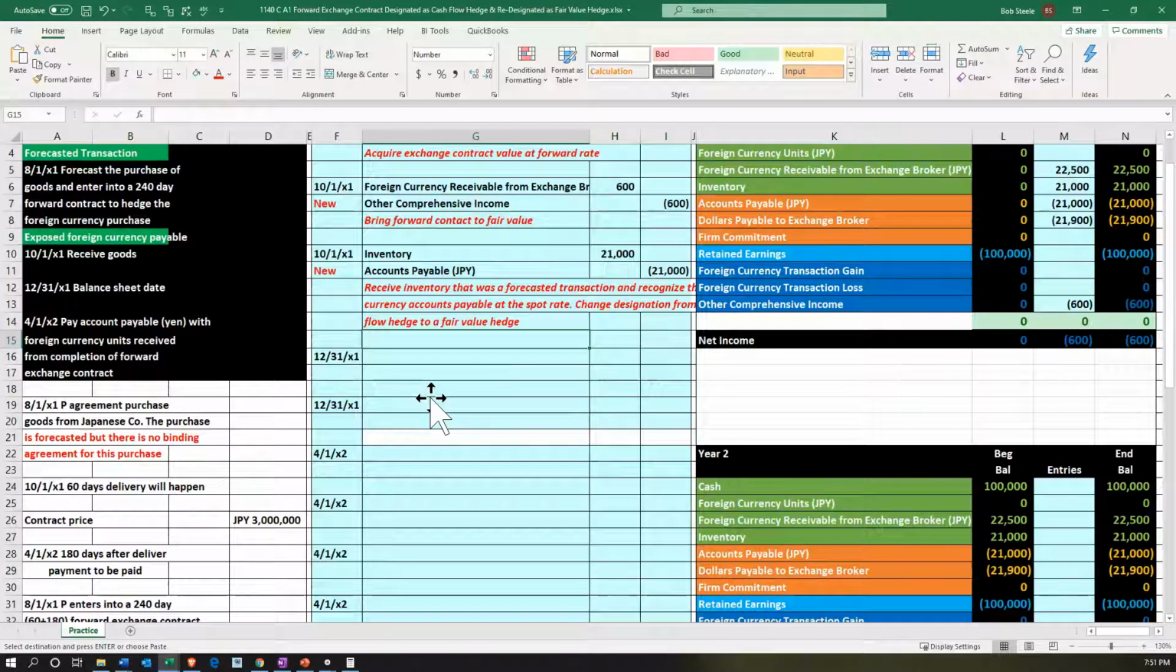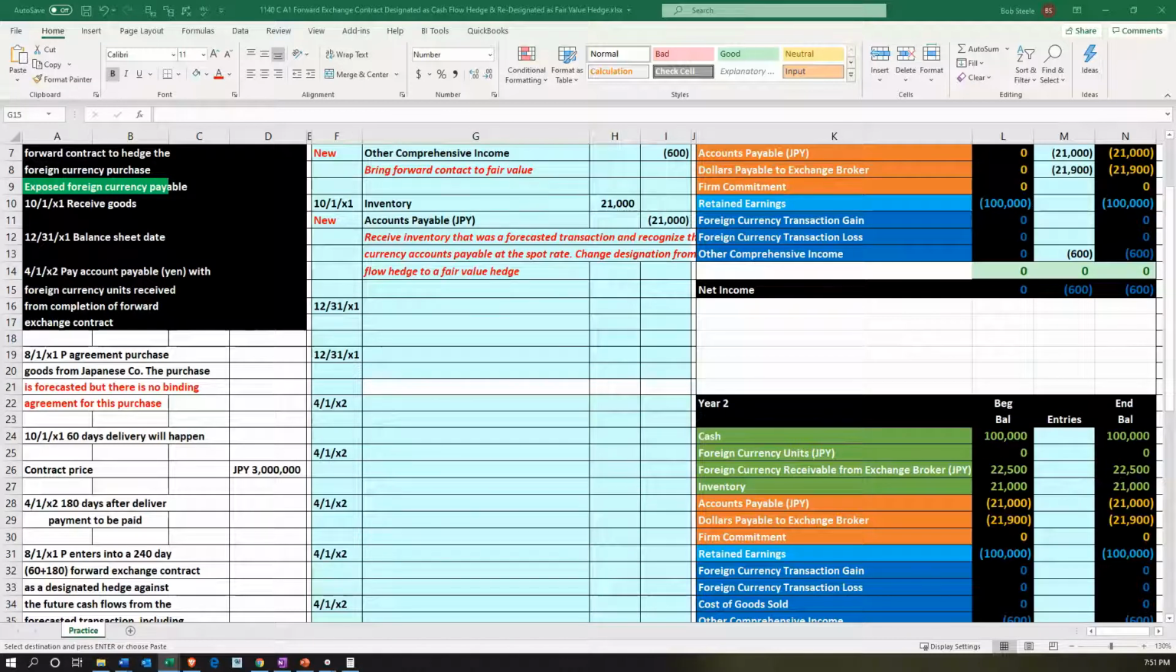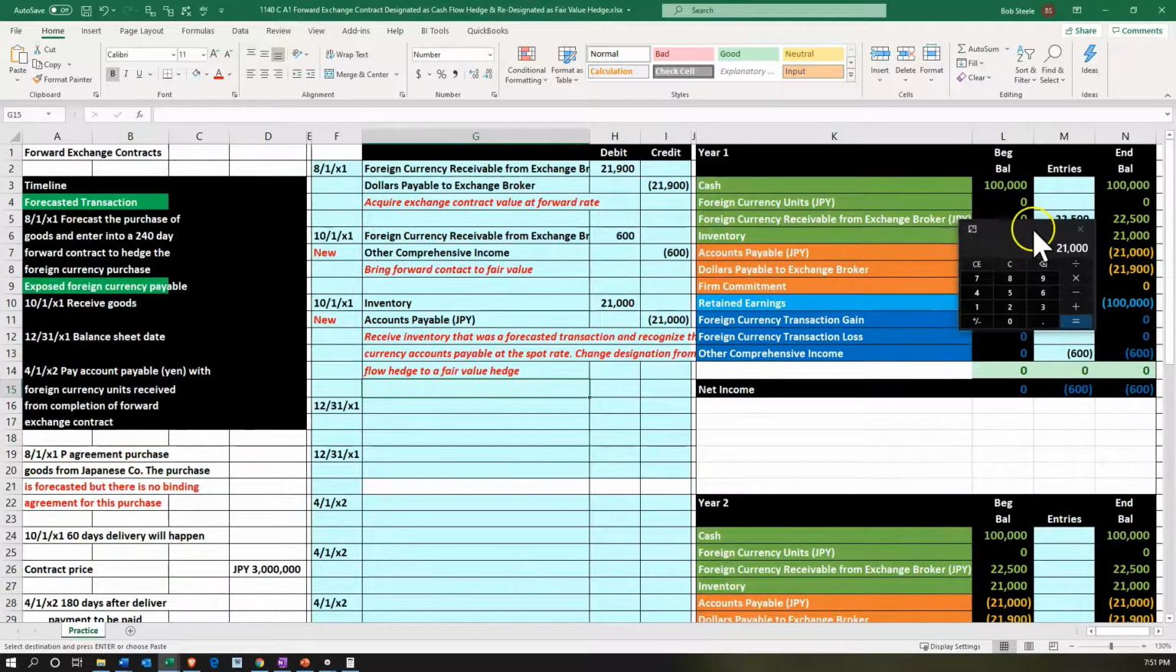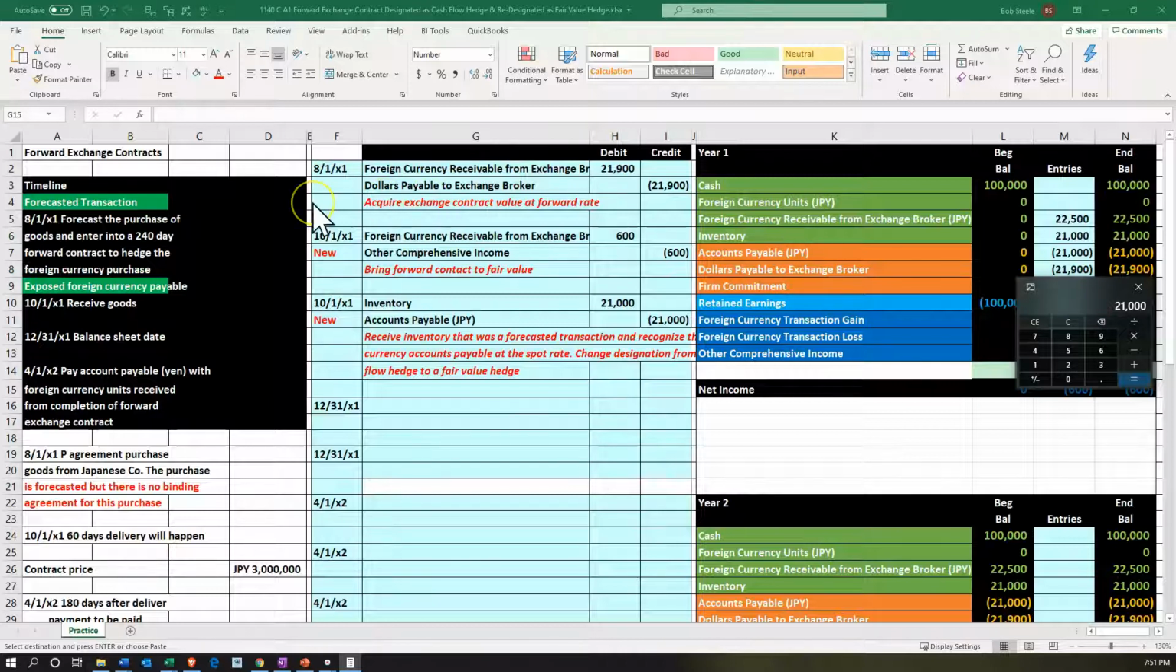Okay. So then we're going to go to 12/31/X1, which is going to be the balance sheet date that we're going to have to account for and adjust the foreign currency amounts as of that point in time. We'll have to do that for the receivable here. So that receivable for the forward exchange contract and the payable will have to be adjusted because we're going to pay that in foreign currency. We will not be adjusting the dollar payable to the exchange broker. That will remain the same until we actually pay it at the end of this whole thing, which is going to be 120 days since the start at 8/1.